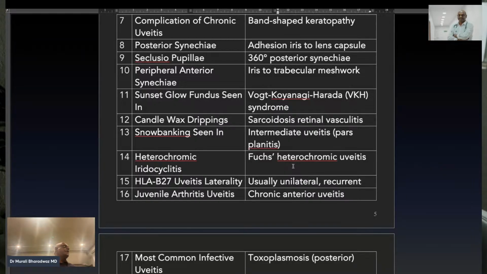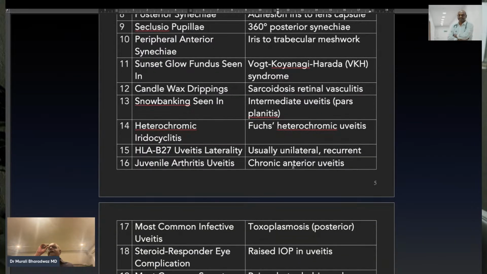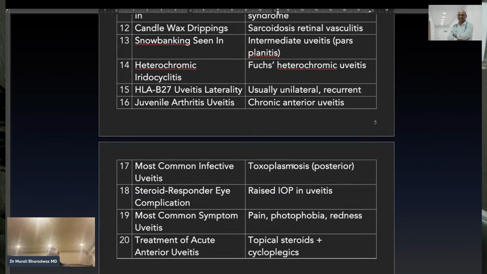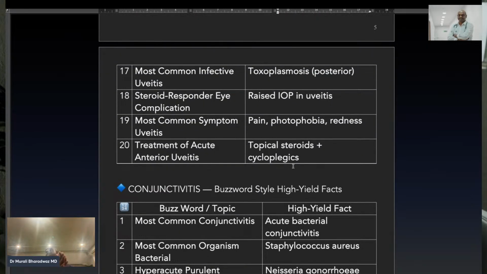That means it involves the ciliary body. Then heterochromic iridocyclitis. That means the iris, instead of having one color, has multiple colors, and such an iris undergoes inflammation. Heterochromic iridocyclitis is a feature of Fuchs heterochromic uveitis. Then HLA-B27 uveitis is unilateral and recurrent, which is what we need to remember. Now, the most common cause of infective uveitis is toxoplasmosis. Typically, it leads to posterior uveitis involving choroiditis.